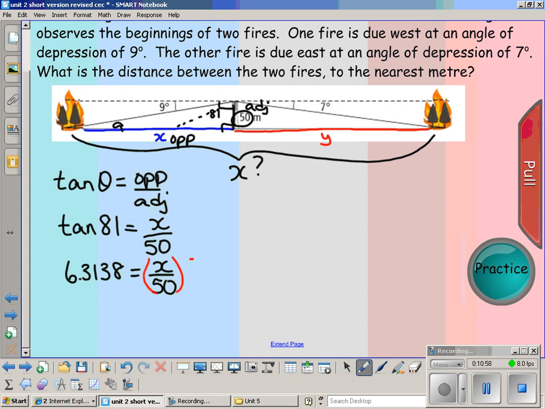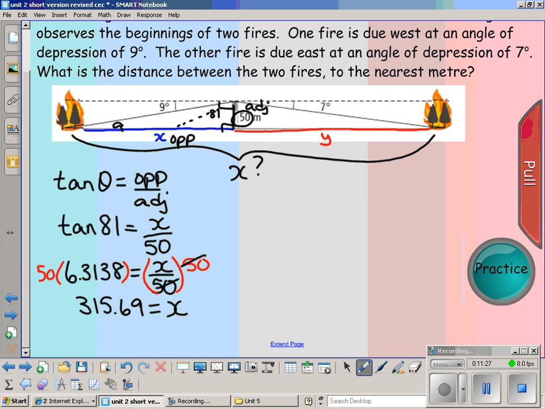Multiply both sides by 50. And we get 315.69 equals x. We're looking at the nearest meter, but because this isn't our final answer, we will leave it with the decimals so that when we combine the two distances, we are as close to the nearest meter as possible.